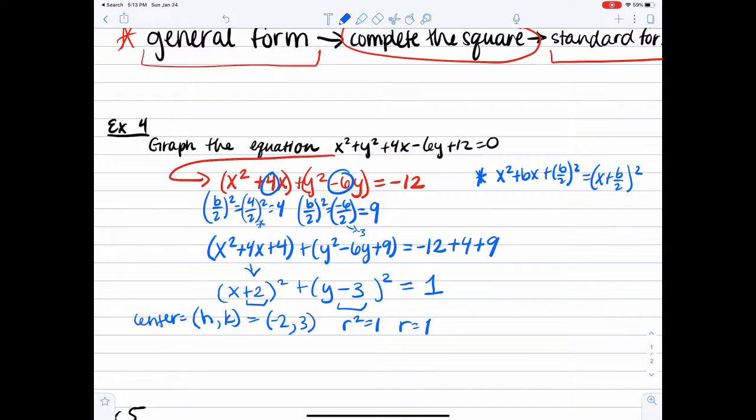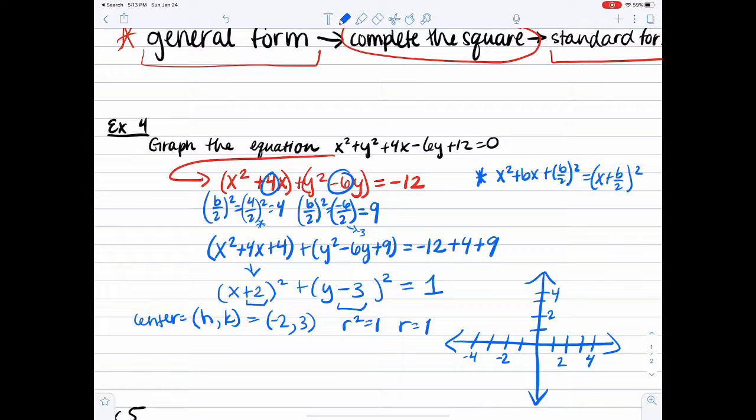So I can just do it over here. So we need to get to negative 2. All right, -2, +3 is right here. That's our center. And then we need to go 1 down, 1 to the right, 1 up, and 1 to the left. And that's our circle because it's a radius of 1.